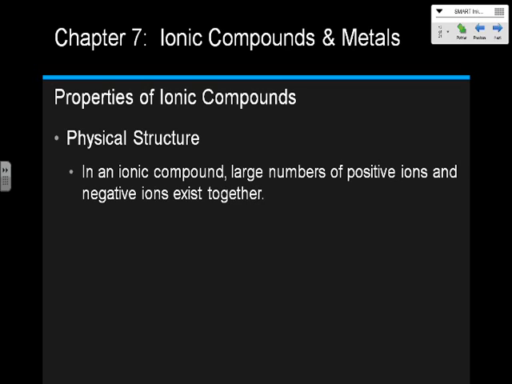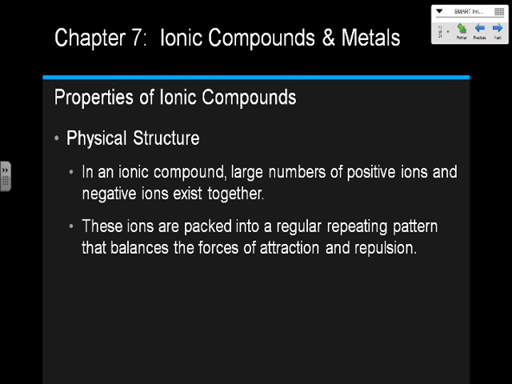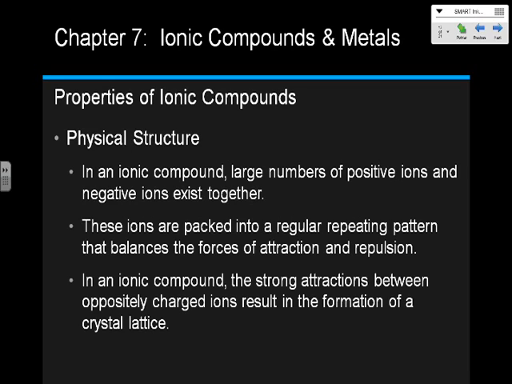In an ionic compound, large numbers of positive ions and negative ions exist together in one place. These ions are packed very closely in a regular repeating pattern. The reason for the repeating pattern is that the forces between the negative and positive ions have to be balanced, and that pattern helps balance the attraction and repulsion. So in an ionic compound, the strong attractions between the oppositely charged ions result in the formation of a crystal lattice.